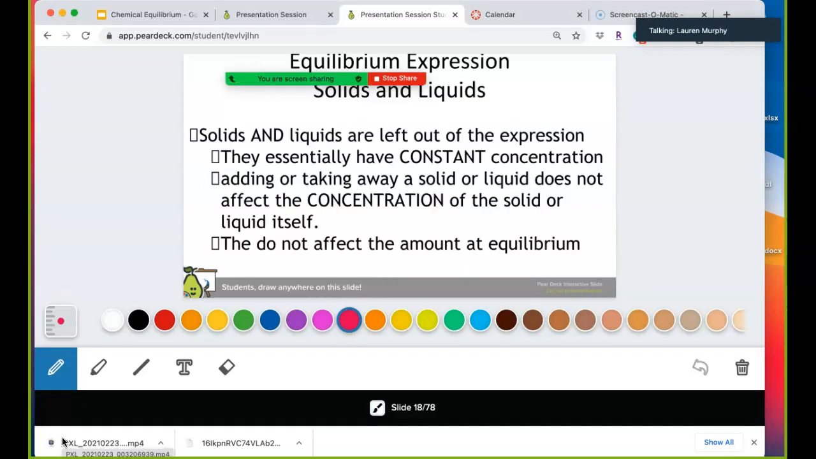Liquids are not a part of your equilibrium expression. Now, that doesn't mean they're not part of the reaction. They're just not written in the equilibrium expression because they don't have concentration. Liquids are pure, okay? So they don't have a concentration. And solids don't have a concentration. So you don't include them in the equilibrium expression. So if you have solids or liquids in your reaction and you're asked to write an expression, you just ignore them. You leave them out.